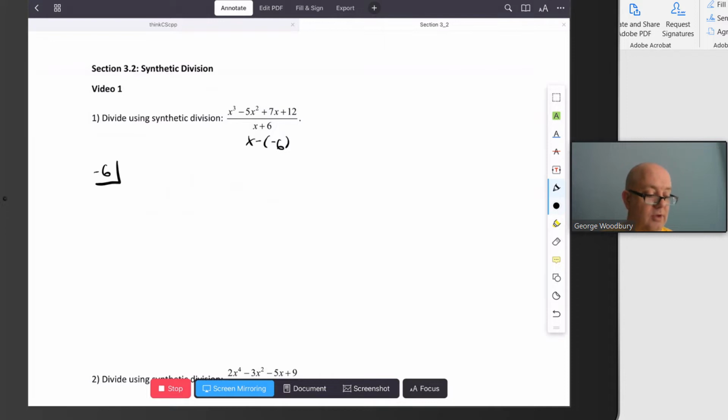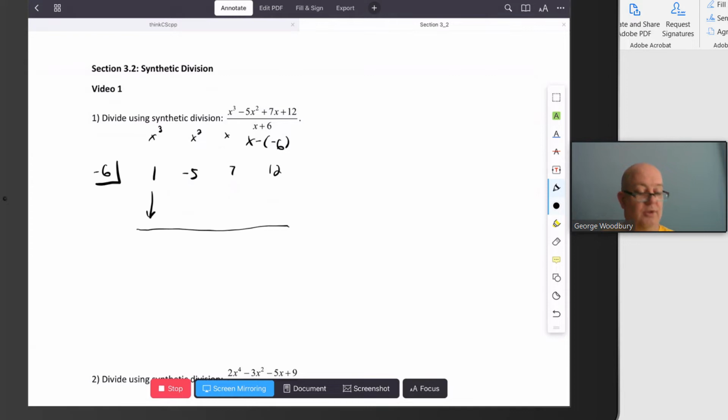We've got 1x cubed, so I'm going to put a 1 next, and that again is my x cubed coefficient. Then I need a coefficient for x squared, which is -5, for x, which was 7, and then the constant term, which was 12. So that all goes in the top row. I'm going to leave some vertical space, and then I'm going to draw a line. Underneath that line is where our answer is going to end up.